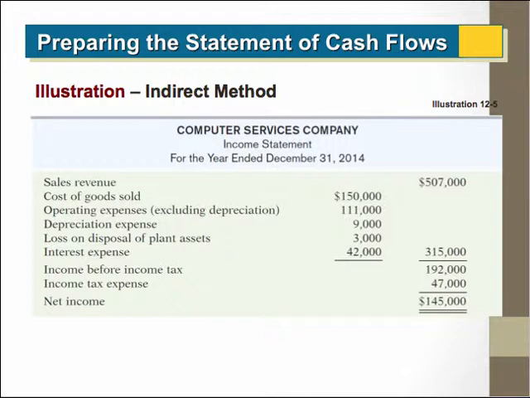Then we look at the loss on the disposal of plant assets. When we dispose of plant assets, it is not an operating activity, but rather an investing activity. Also, our calculation of the loss itself is not cash related. Yes, we may have received cash for the sale of the asset, but it did not generate the loss itself. So we would have to take the loss on the disposal of plant assets and add that back in to the net income.